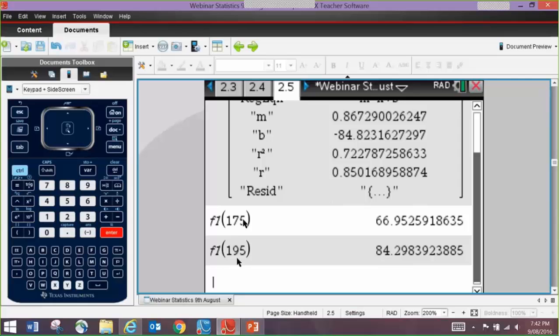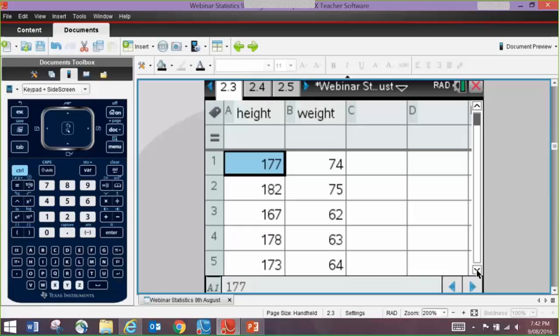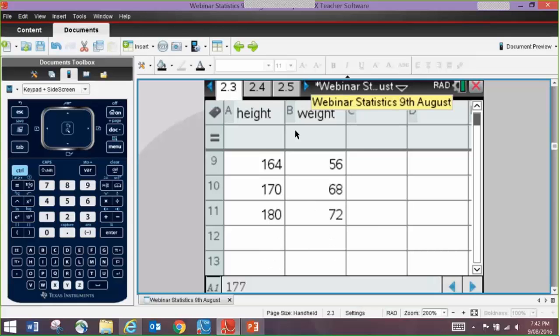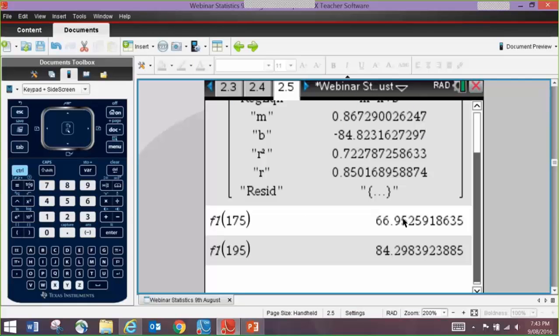But we could then talk about the reliability of those, and if we go back to have a look at our data set, we see that 175 is within the data set, but 195 is not. So the first calculation would be considered reliable because of its interpolation, but the second one not as reliable.